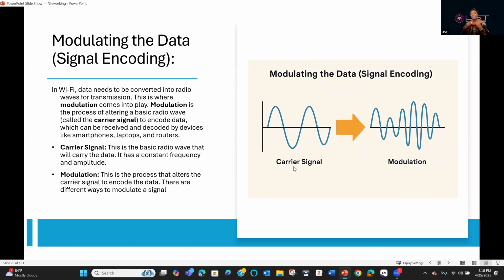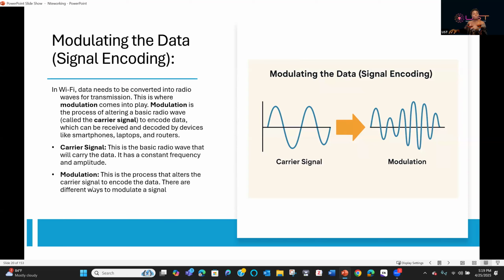That's why you hear the word carrier signal. It carries the data, while modulation alters that radio wave. It alters it to encode the data before you could receive it. And once you are receiving, before you could decode it, it was altered to encode the data, right? And that's why I said it has constant frequency and amplitude. So the carrier wave is constant. It is static. It has a constant AM and FM.